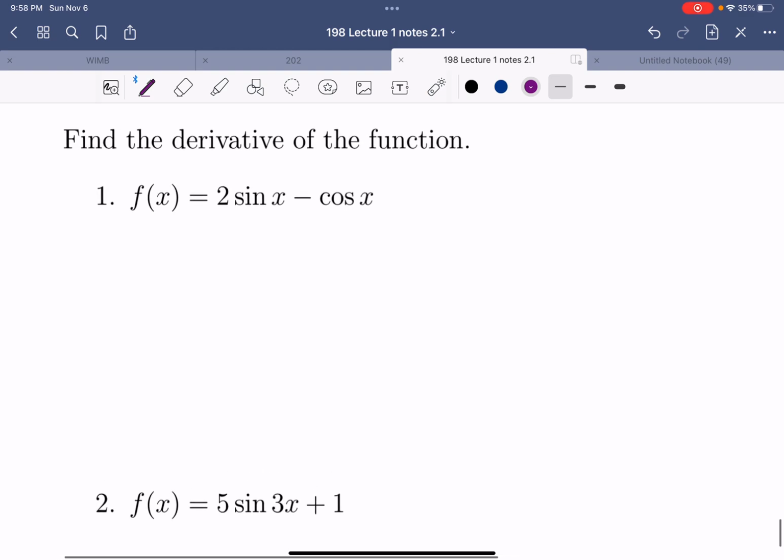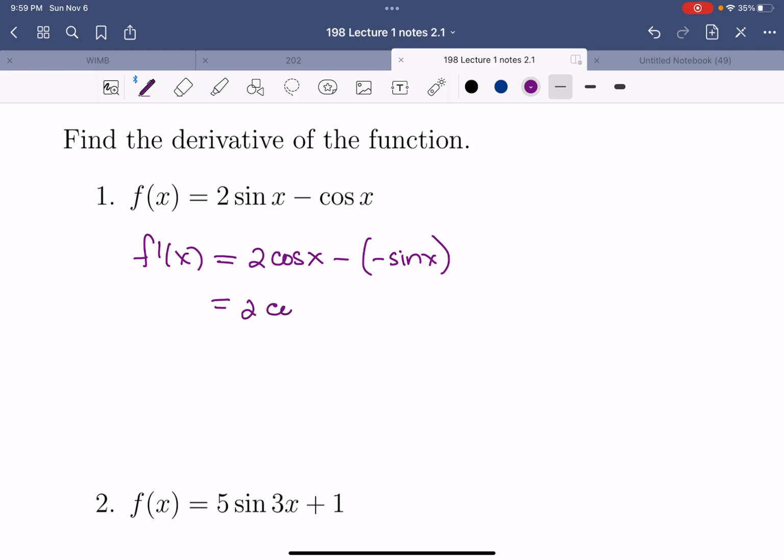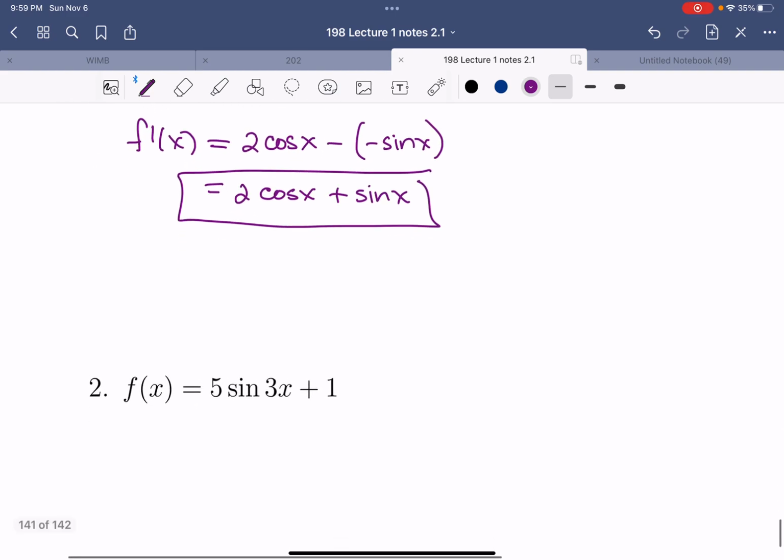Number one, you have a 2 in front of the sine x, so that's not a product rule because it's a constant. So that's just going to give me f prime of x equals 2 times the derivative of sine, which is cosine x, minus the derivative of cosine x, which is negative sine x. So this is 2 cosine x plus sine x. And that's my answer for 1.